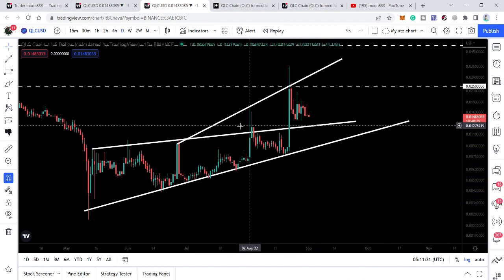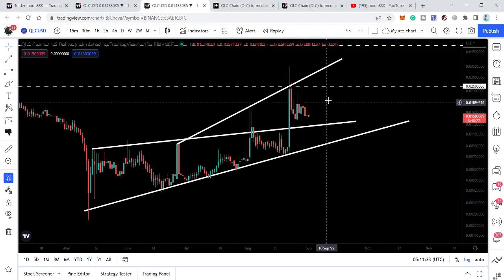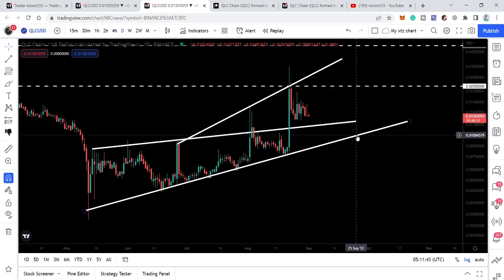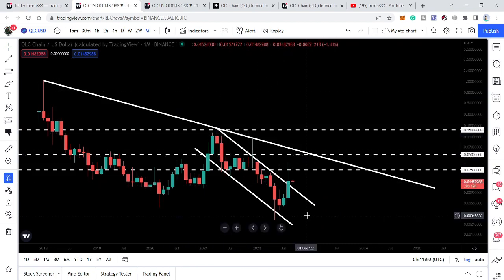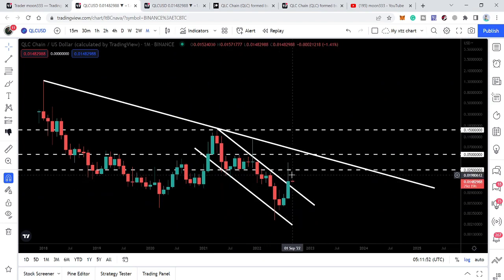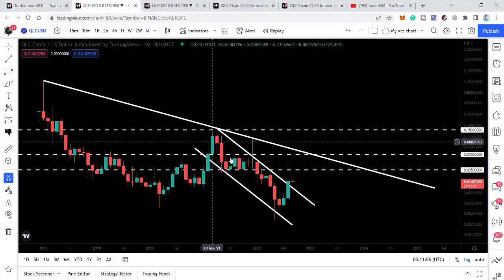Therefore, now we need to keep an eye on these two supports and this 2.5 cents resistance as well. The next few days can be very important for QLC. It can break out the resistance or break down the support. I'm expecting it can break out the resistance because we have already broken out a very big resistance of this down channel, and after some price correction or maybe a sideways move, soon we will break out the next resistance to hit the final target of this down channel.